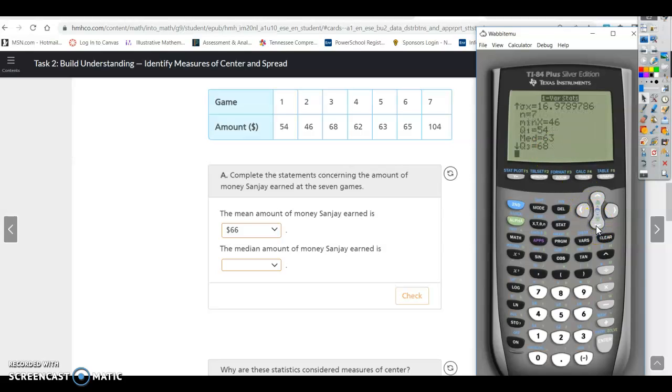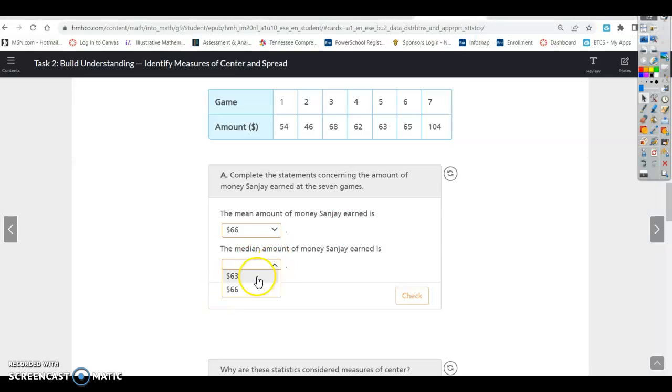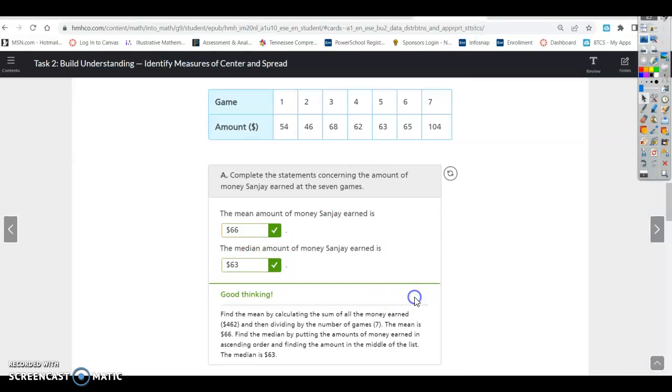That's what we're looking for right now. Q3 is here. So if we need interquartile range, you can do Q3 minus Q1. So 1var stats gives you a ton of information. So right now we just need the median. So let's put 63.